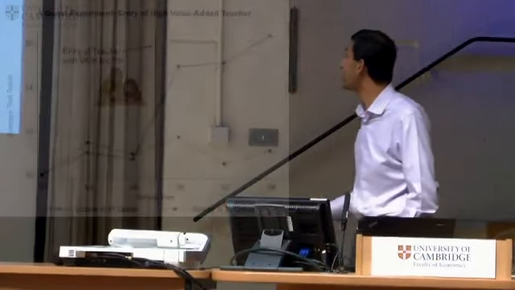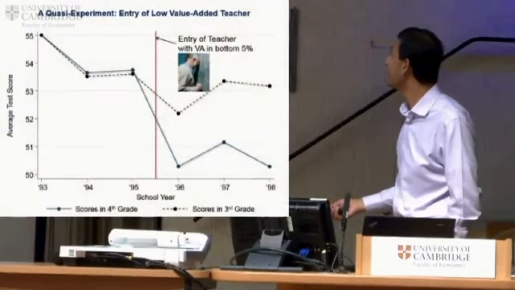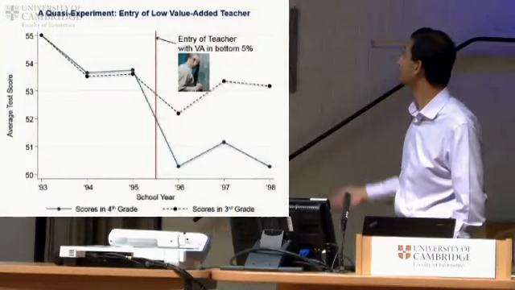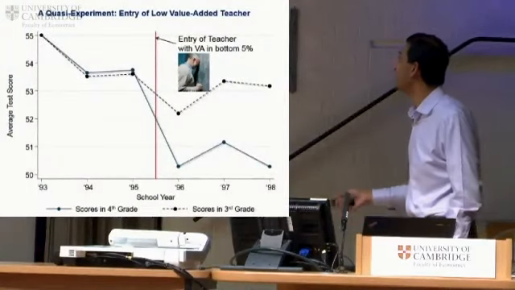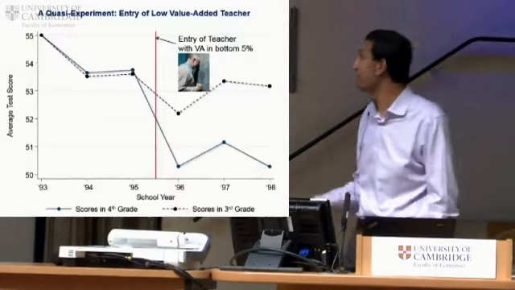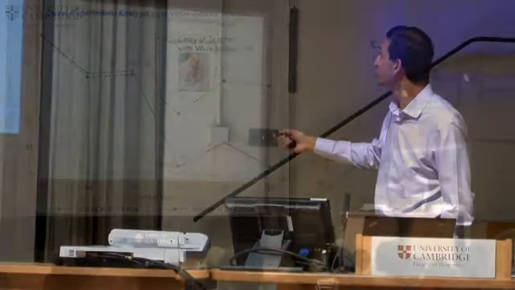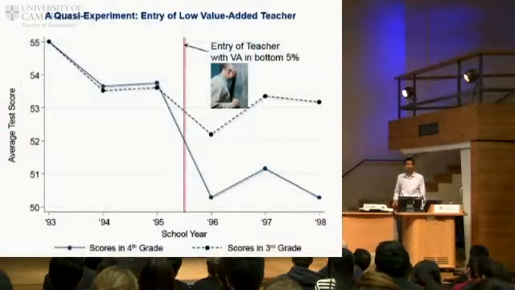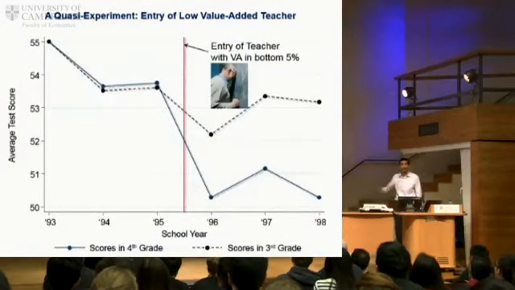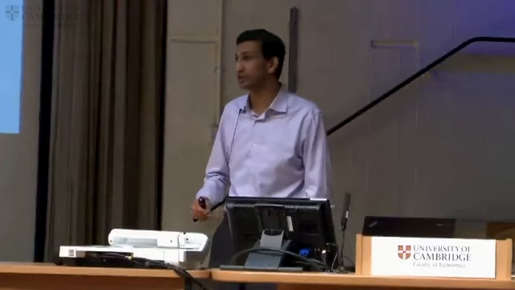Now this also works, by the way, in the opposite direction, where if you have this teacher who unfortunately doesn't want to be there and is in the bottom 5% of the value added distribution, that teacher pulls down test scores as soon as he shows up relative to the prior grade. Okay, so it's totally symmetric across the distribution.